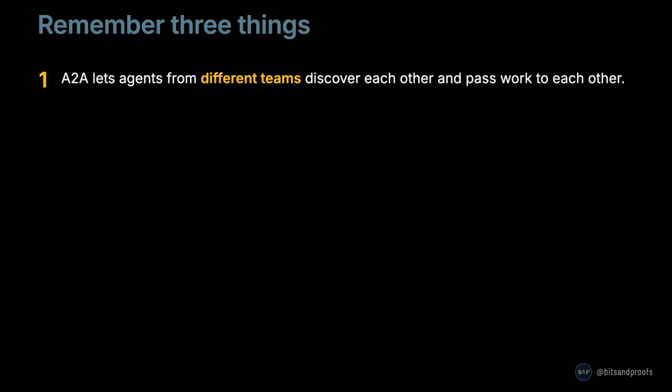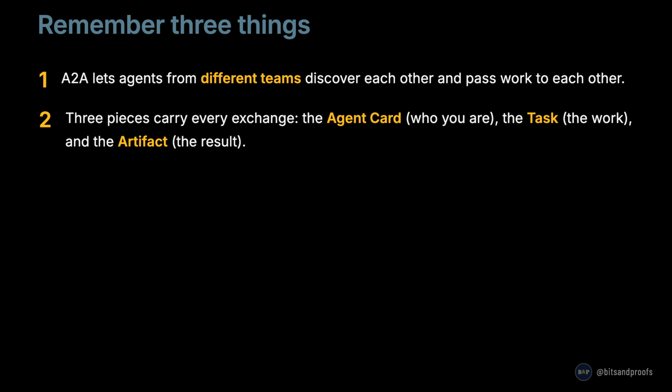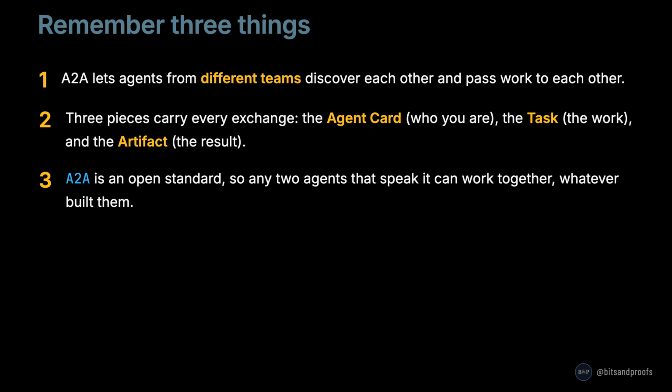Let us put it all together. Remember three things. 1. A2A lets agents from different teams discover each other and pass work to each other. 2. Three pieces carry every exchange. The agent card, which says who you are, the task, which is the work, and the artifact, which is the result. 3. It is an open standard, so any two agents that speak it can work together, whatever built them.